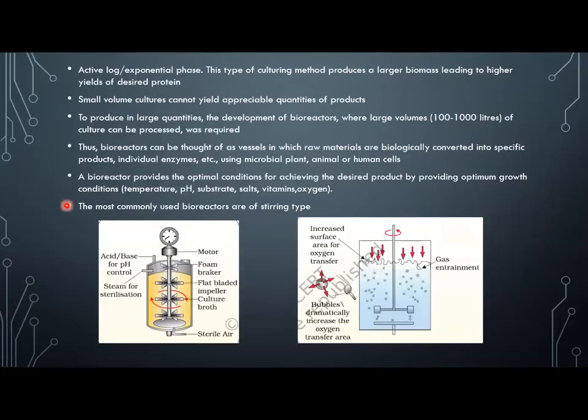Now you can see these diagrams, these figures. This is the stirring type. These two are of stirring types. These have acid or base for pH control, steam for sterilization, water, foam breaker, flat-bladed impeller, culture broth. Sterile air is entered through this hole. In this, you can see increased surface area for oxygen transfer. Bubbles dramatically increase the oxygen transfer area. Gas entrainment.